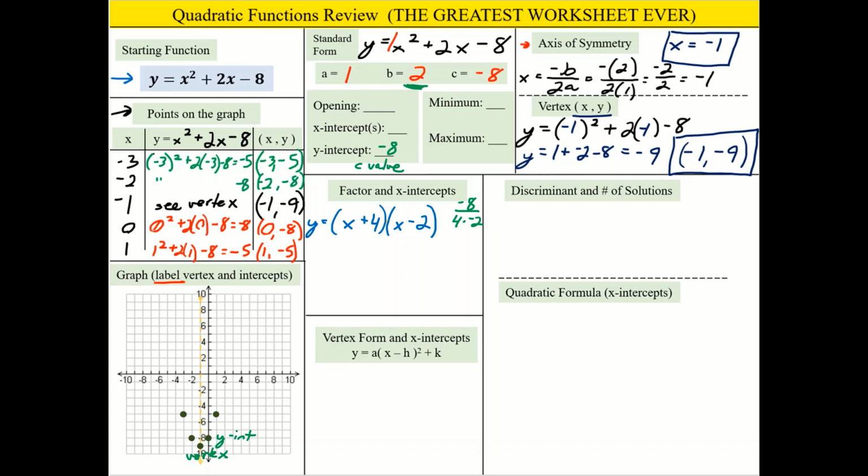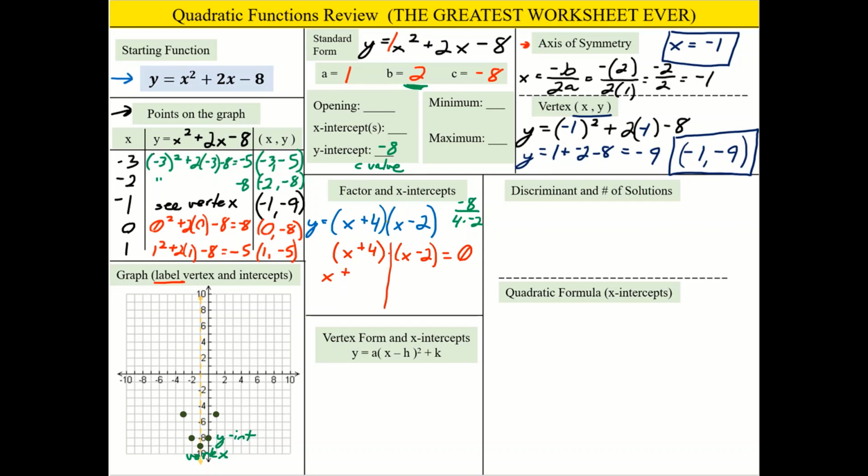I didn't give myself much room. Alright, so that's the factored form. Now to get the x-intercepts, I have to find out when y is going to be equal to 0. So for that, I take my factors, x plus 4, I could put the multiplication symbol in now, and x minus 2, set them equal to 0, and I apply the zero product property.